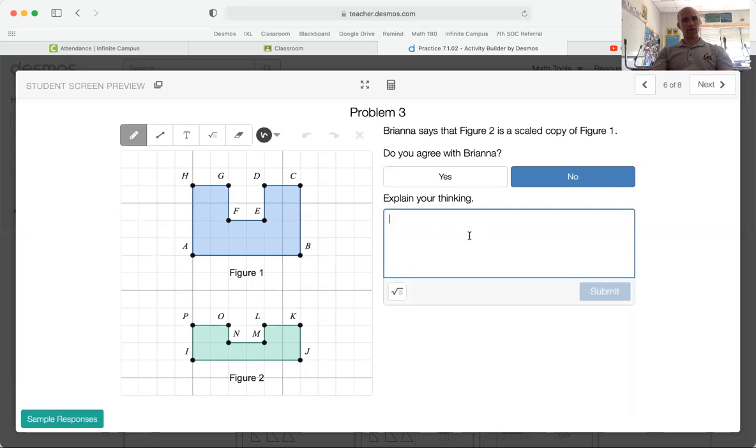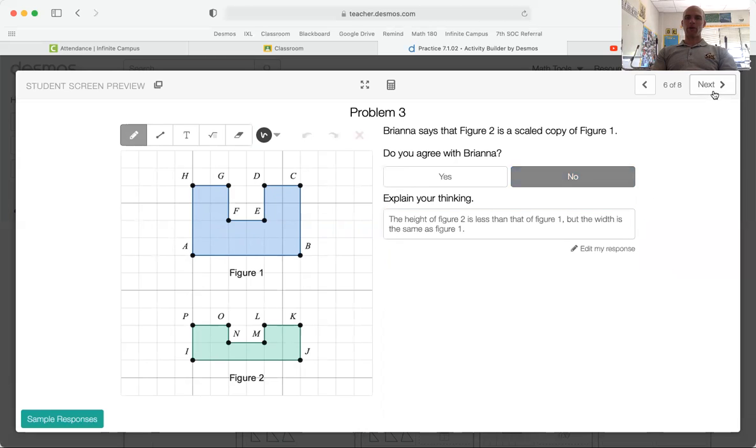And my reasoning would go something like this. The height of figure 2 is less than that of figure 1, but the width is the same as figure 1. That just in and of itself is enough to explain how you know the figure 2 is not a scale copy of figure 1. We should submit that, move on to the next one.